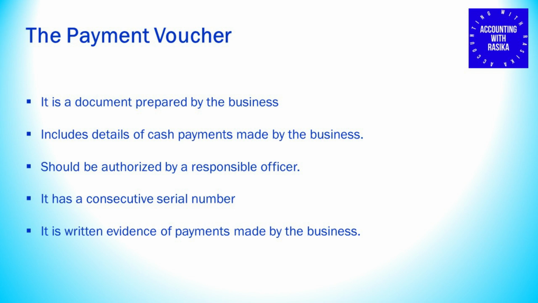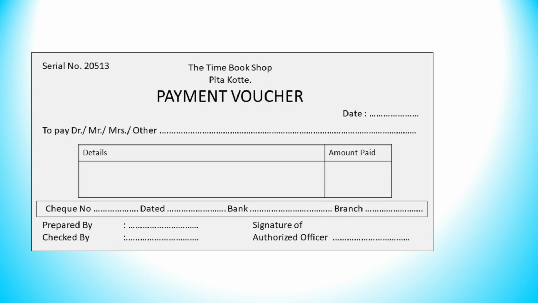This is the written evidence, and this is the payment voucher format. You will have a serial number, details of the payment, but not much detail about the company itself because it's an internal document. Then the date, why the payment was made, to whom, and the amount. Then the check details, where we have issued it if the payment is by check. If it's a cash payment, it will say cash, or else the check details will be here, and then prepared by, checked by, and authorized by are again there in the voucher.